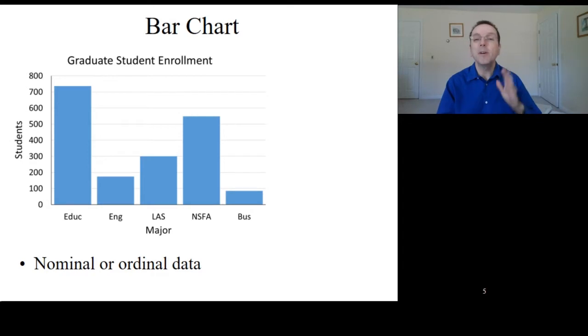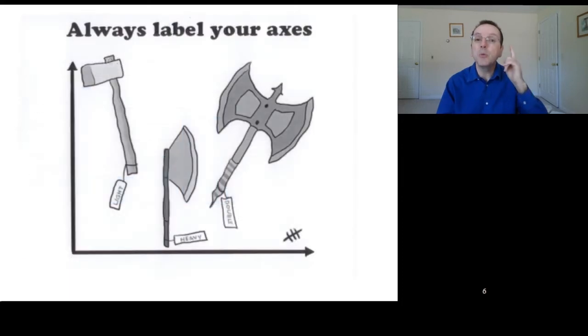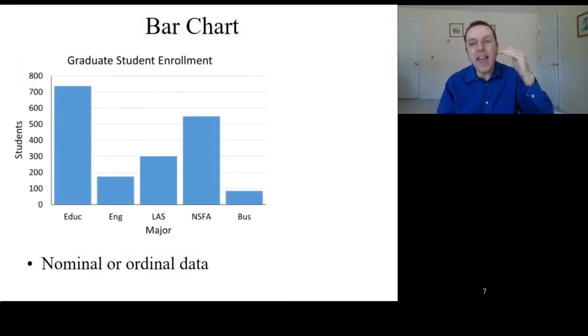Now, one of the first rules when creating any bar chart or similar figure is to always label your axes. Okay, not those axes, the axes of your bar chart. For example, here we have clearly indicated that our horizontal or x-axis identifies student majors. We don't need to guess what the groups are. It tells you that they're different majors.